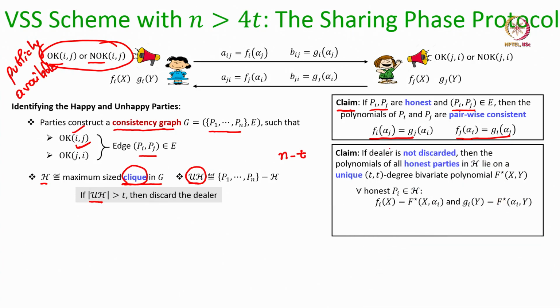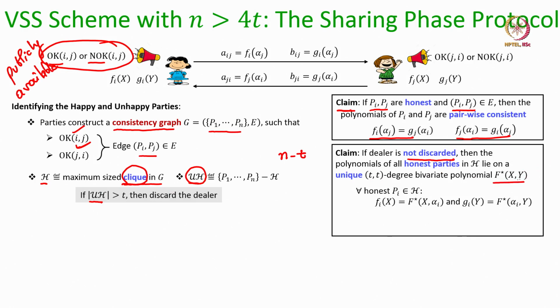Right. So, now based on this sanity check, let us make the second claim here. We claim here that if the dealer is not discarded, and we have already argued that an honest dealer is definitely not getting discarded, then the polynomials of all the happy and honest parties lie on a single t degree bivariate polynomial. Call that bivariate polynomial f star of x, y.